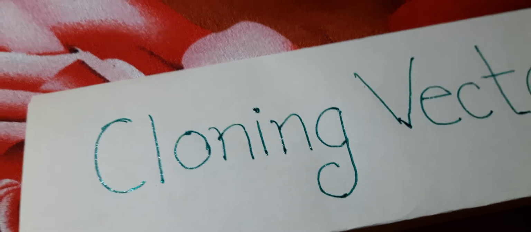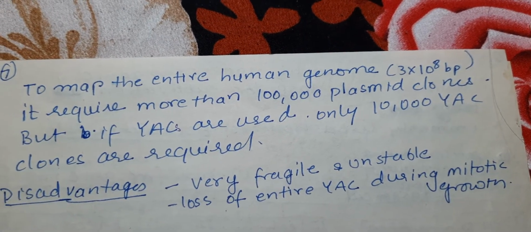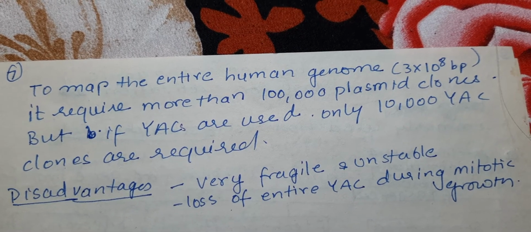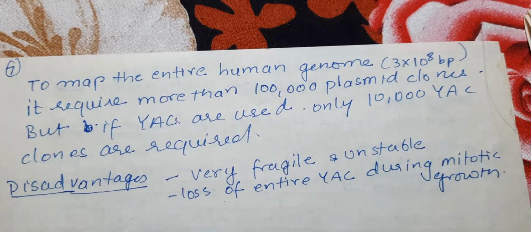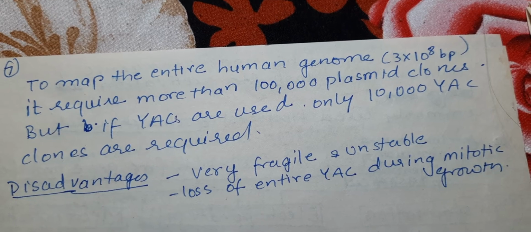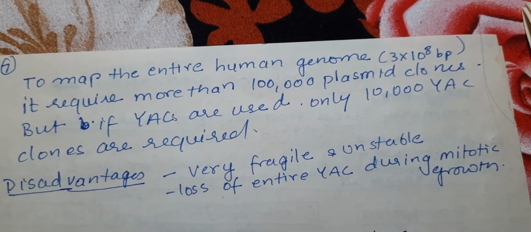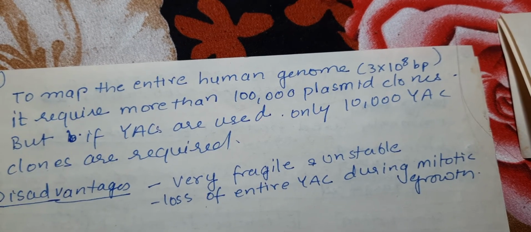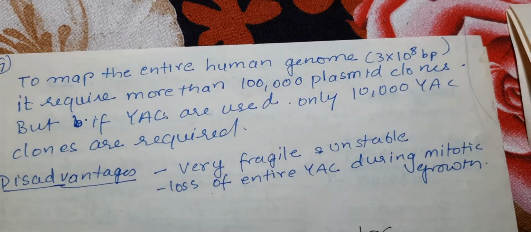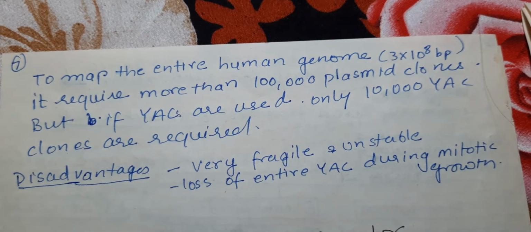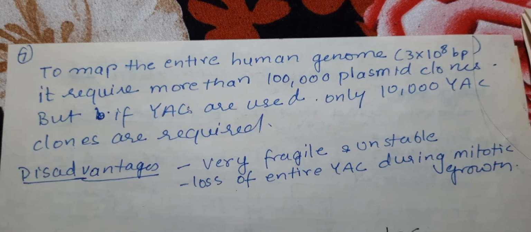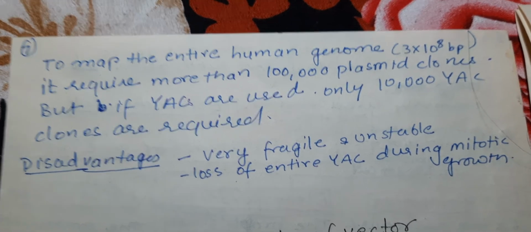Okay. So in mapping, we just try to identify the sequence of genes located on the chromosome. To map the entire human genome, which is of the size 3 x 10^8 base pair, it requires more than 100,000 plasmid clones. If we are using plasmids, then we have to use so many plasmids. But if YACs are used, only 10,000 YACs are required to clone this. So you have to handle a much smaller number as compared to plasmids. The YACs are required in less number because they take up a large insert size.